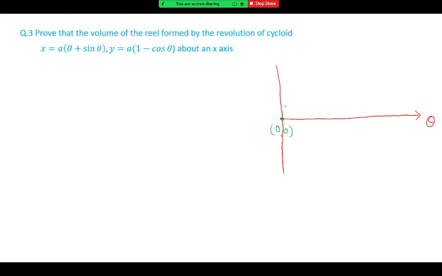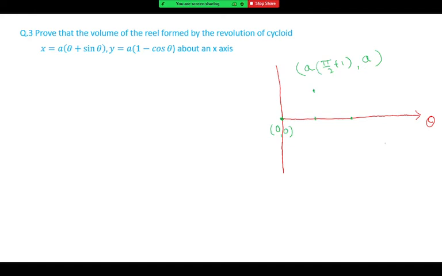Next, theta is pi by 2. So here sine pi by 2 is 1, so 1 plus pi by 2 times a, and cos pi by 2 is 0. So that is only a there. So y is a and x is something. Somewhere here you get x, and y is a. So this point is obviously (a(pi/2 + 1), a). Okay, that point. Next time you will get this value.